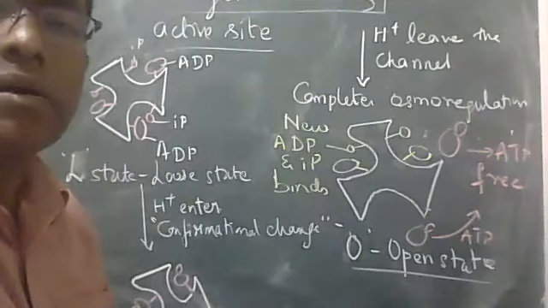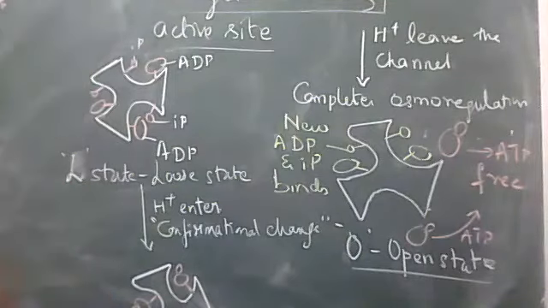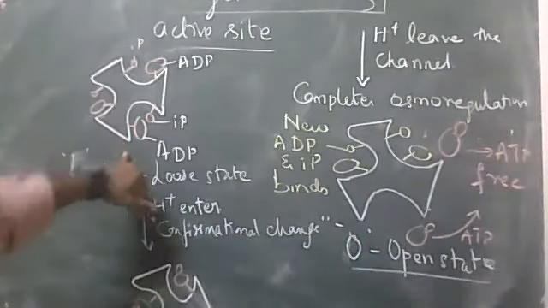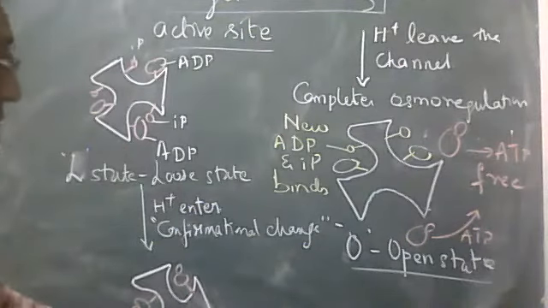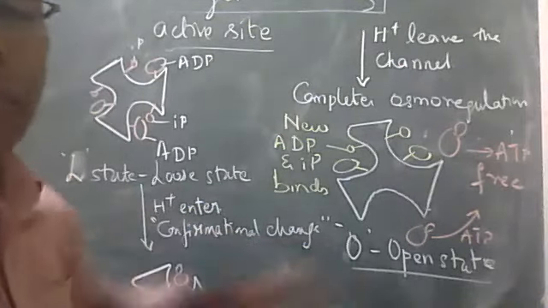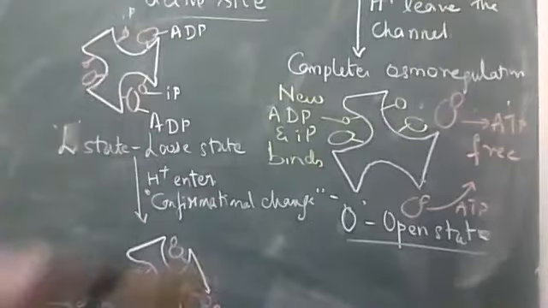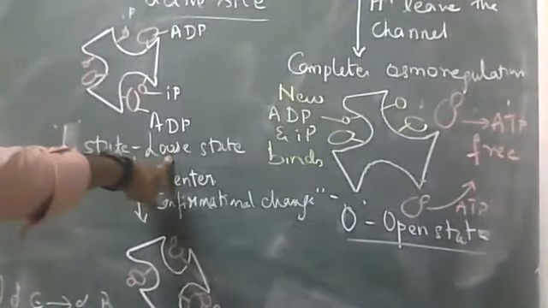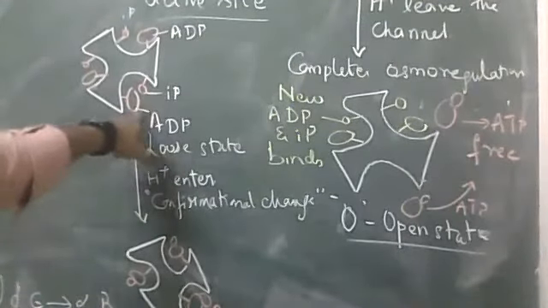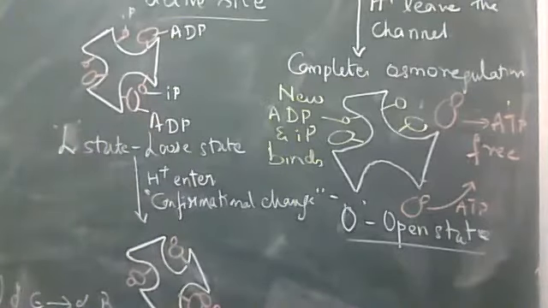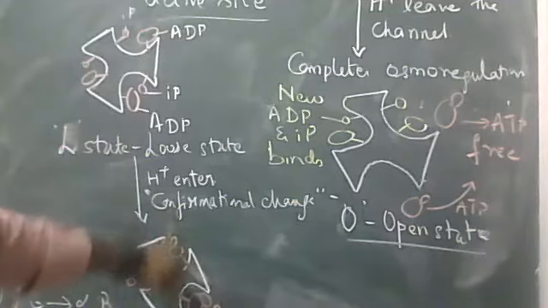Yes, sir. How many states are there? L state, T state, O state. What is L state? Tell me, someone tell me what is L state? Loose state, sir. What happens here? The ADP and inorganic phosphate have not bound together, sir. They're just present. Okay. After conformational change, what happened?